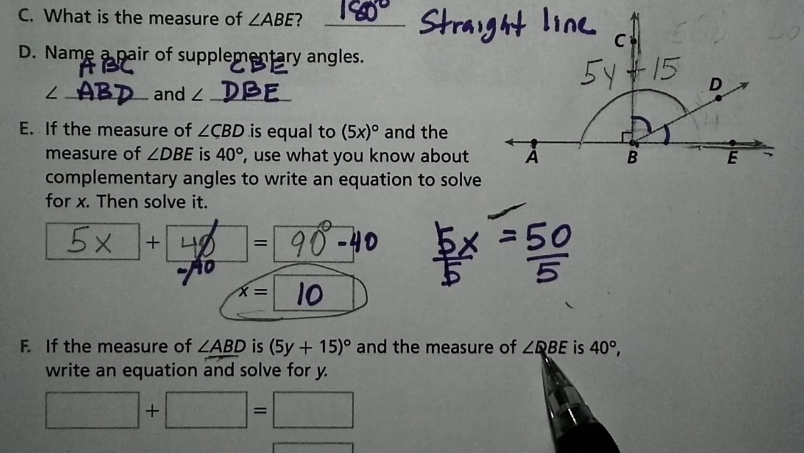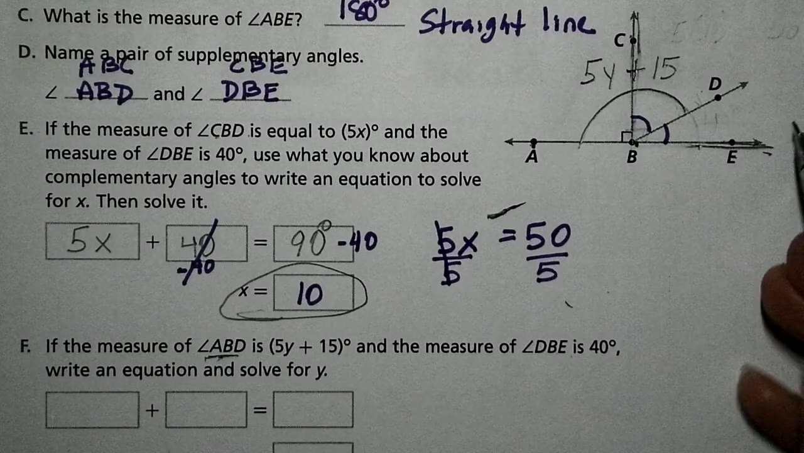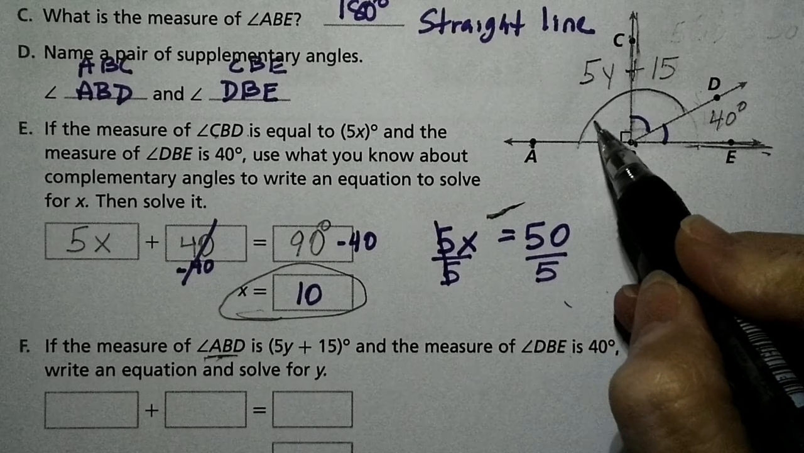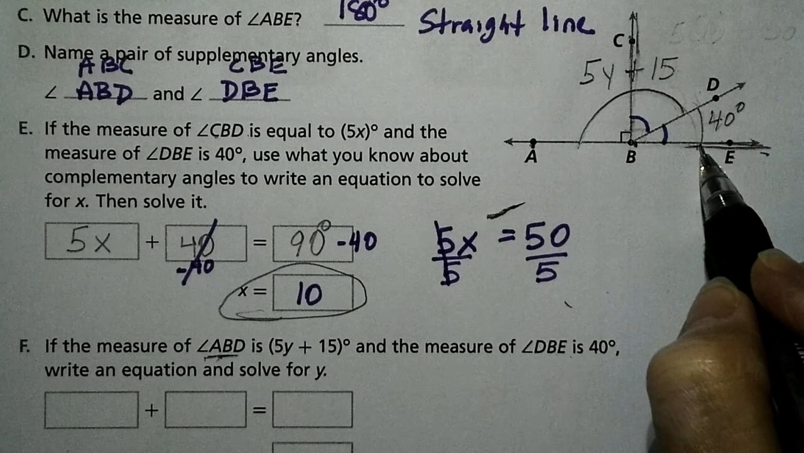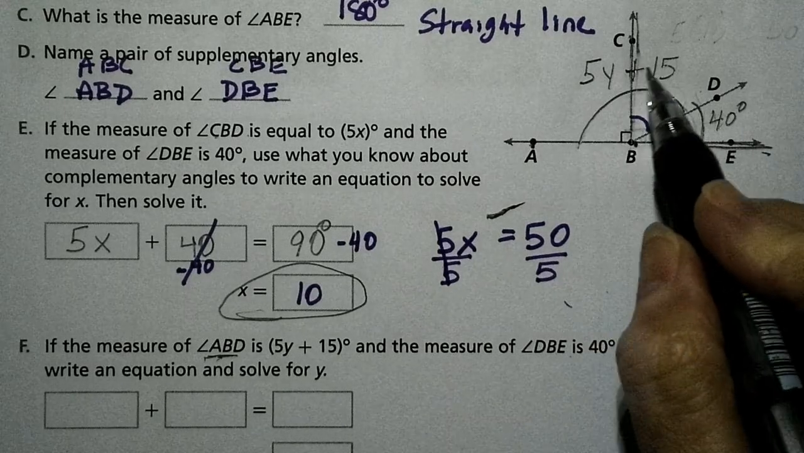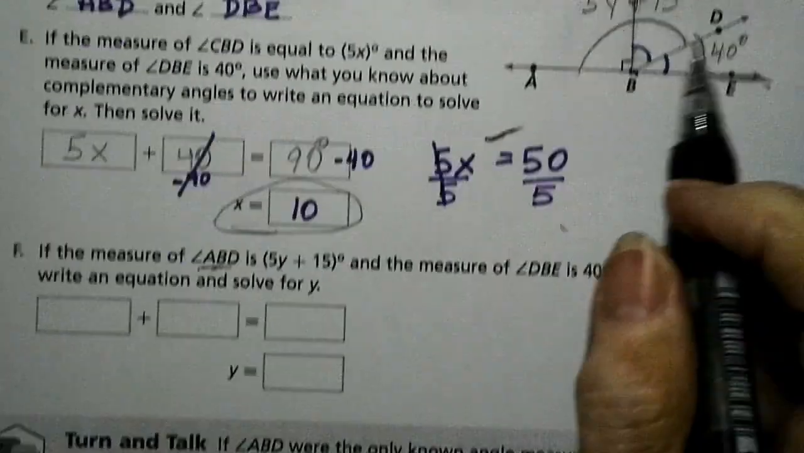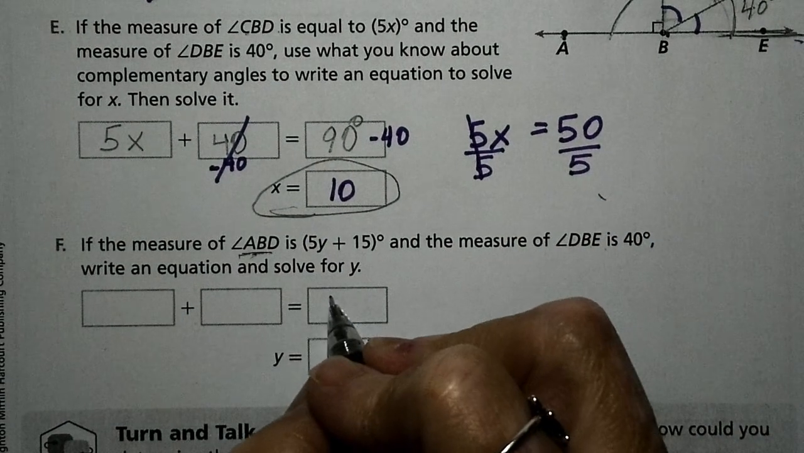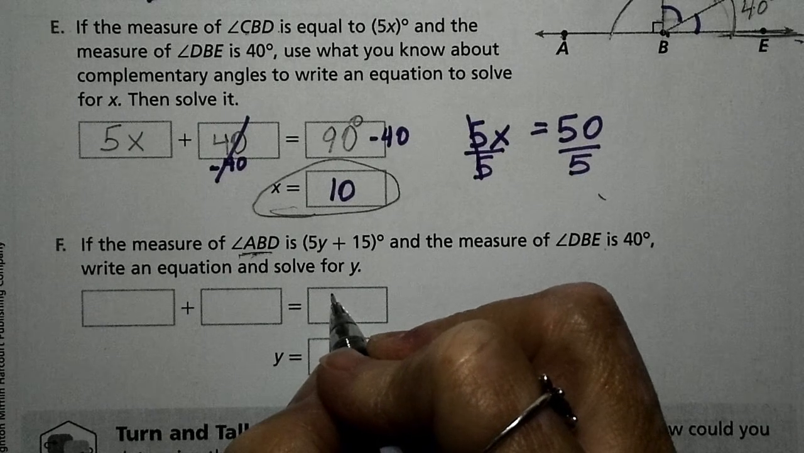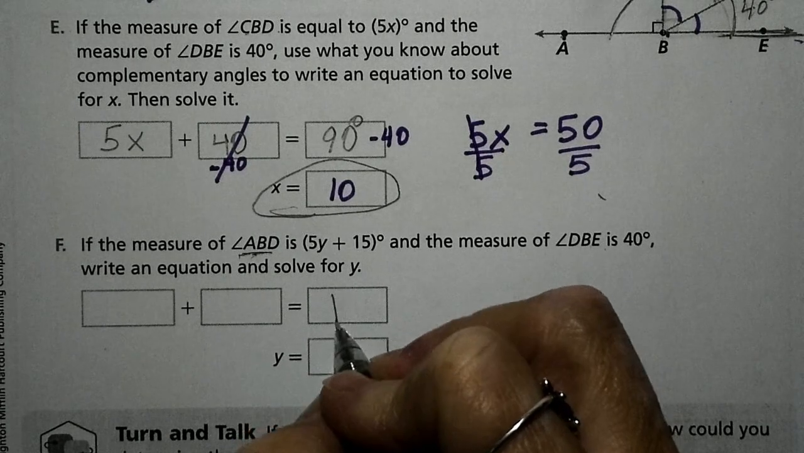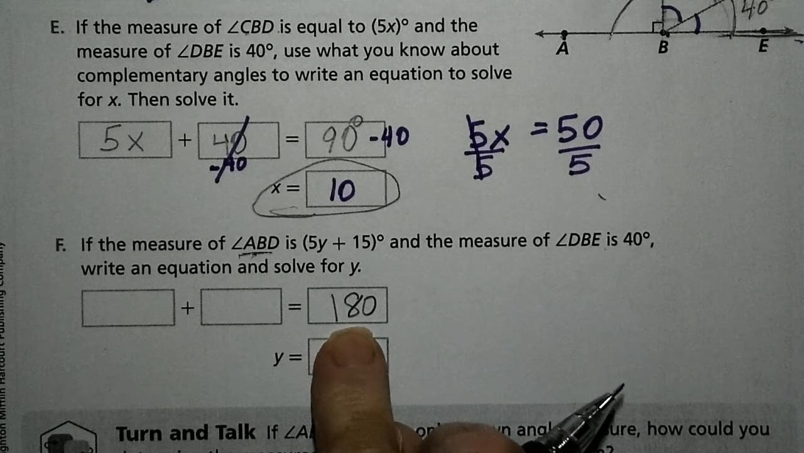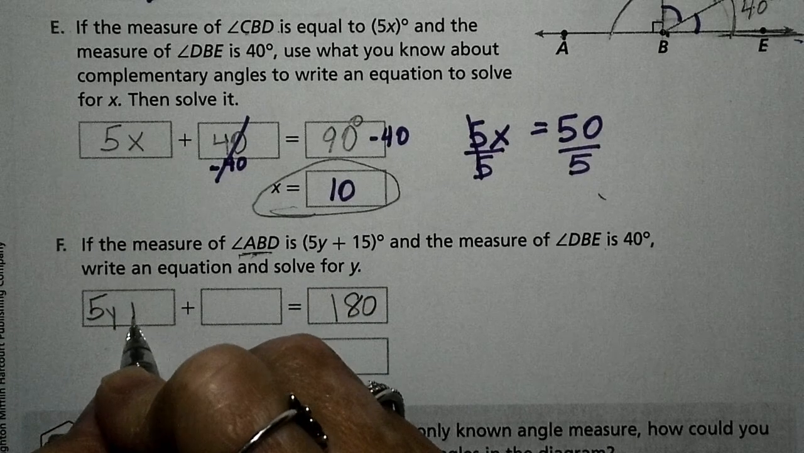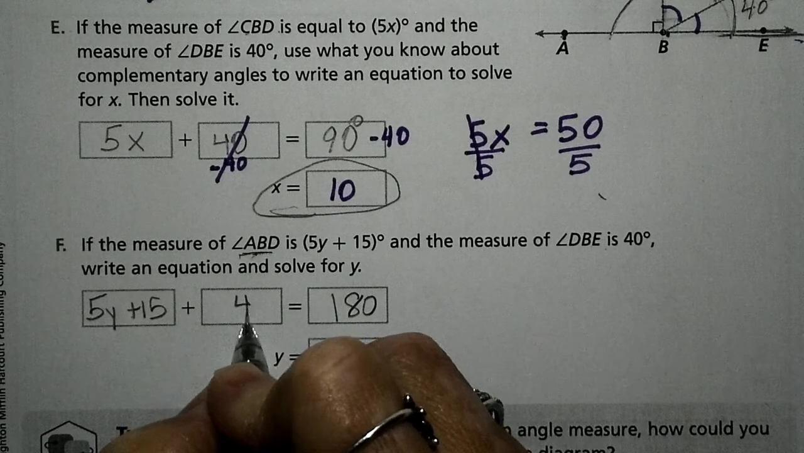And then DBE is still 40. Okay? So that means we're using this big angle and this little angle. So if I add those two angles together, it forms a straight line. And what did we say a straight line equals? It's supplementary. 180 degrees. Yep. So that's going to be my equal mark, 180. Okay? Then I'm just going to fill this in. So 5y plus 15 plus 40.